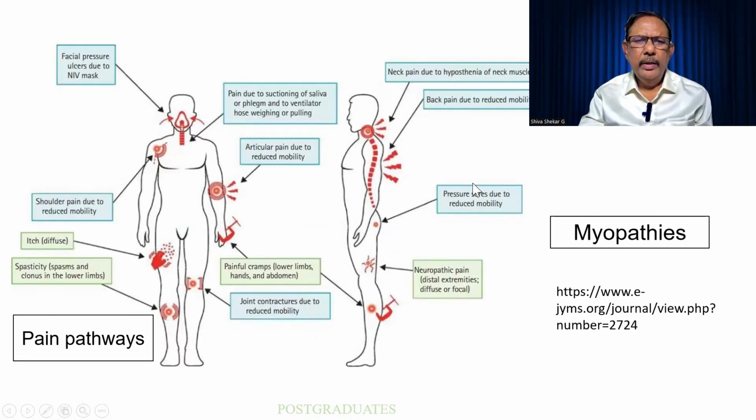So these are all the pain pathways. See what are all the regions that are generally affected in myopathies. This is a reference. So it can be the facial, the shoulder, or it can be the skin itself, spasticity being produced, or even the saliva. There can be articular pain, cramps, and so on. So this is one, severe neck pain and the back pain. So myopathies, these can be the warning symptoms for us.